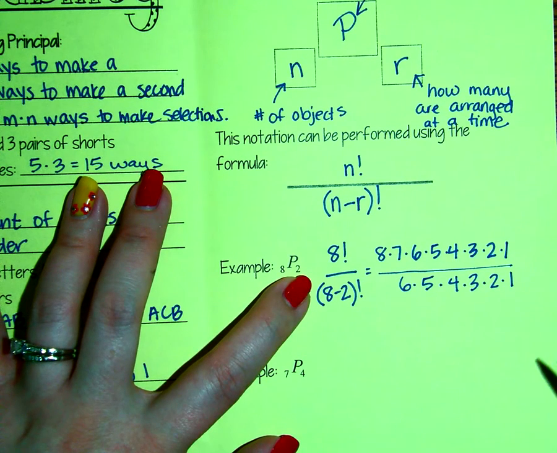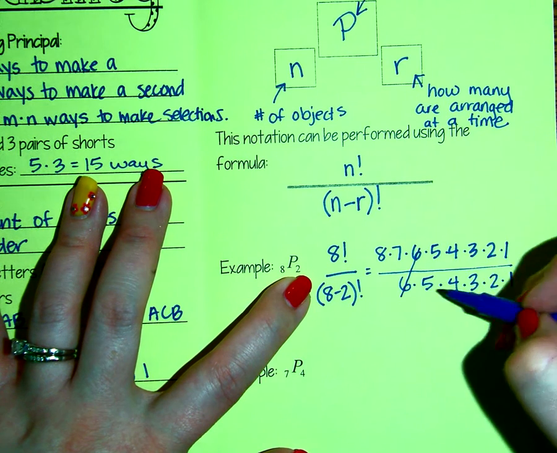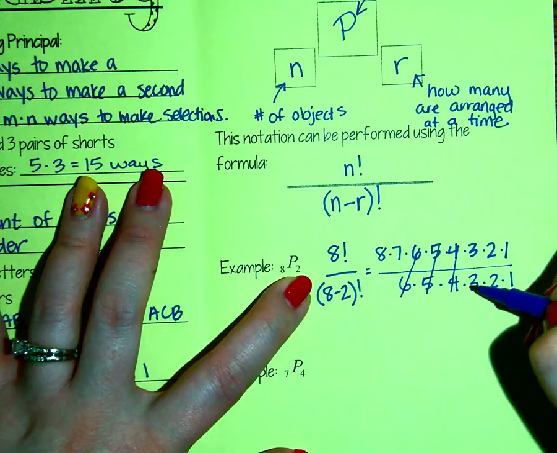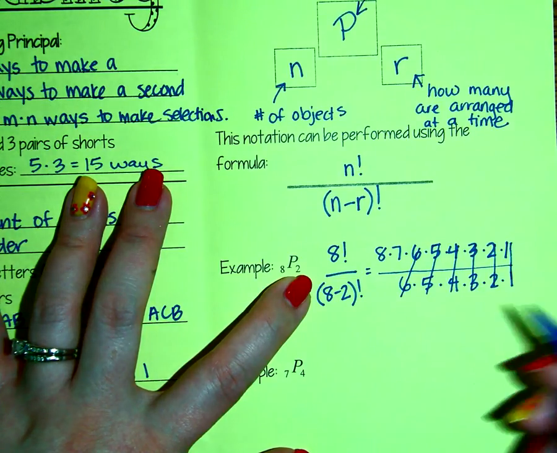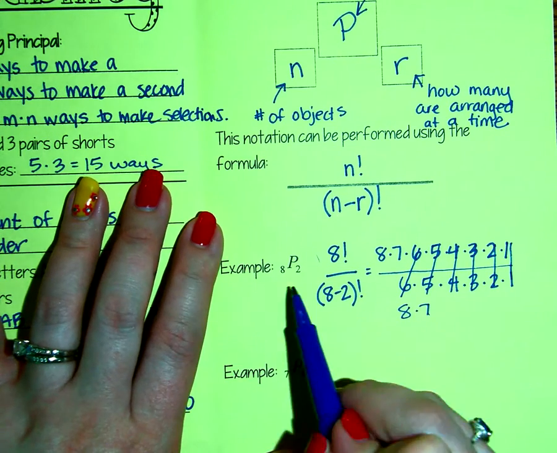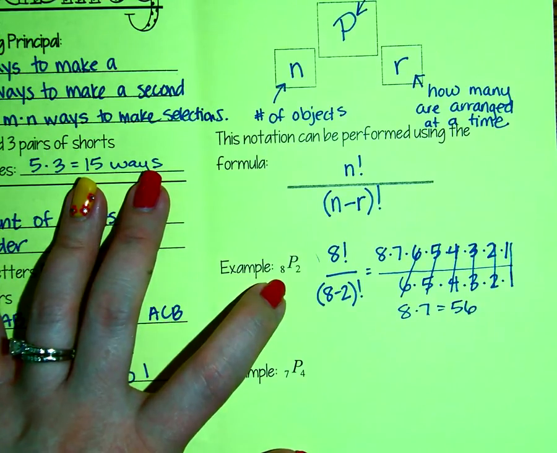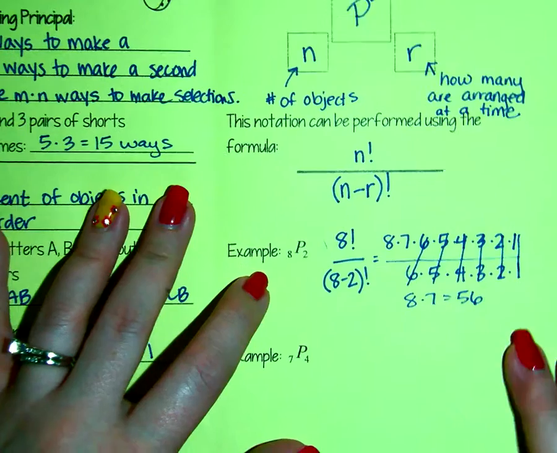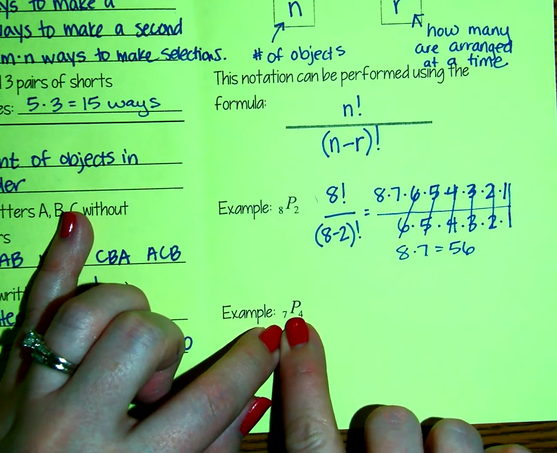What's going to happen here is you notice that you have a 6 on the top and the bottom. Those are going to cross off. The 5s, the 4s, the 3s, the 2s, the 1s. Whoa! So all you're left with is 8 times 7. So in this particular permutation, there are 56 possible arrangements. I want you to go ahead and start 7 permutation 4.